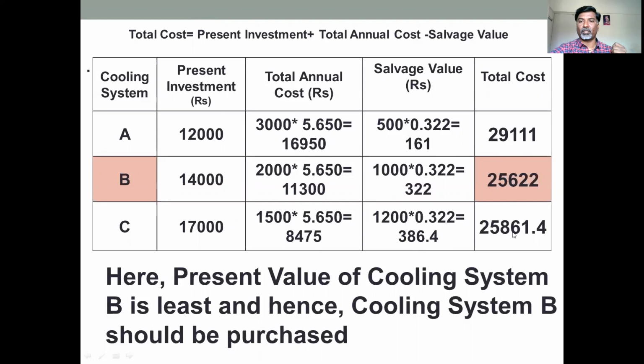From the total cost, you have to check which is the minimum total cost. So from this, we can identify the minimum total cost is for cooling system B. So from this, we can say that here the present value of cooling system B is least, and hence cooling system B should be purchased.